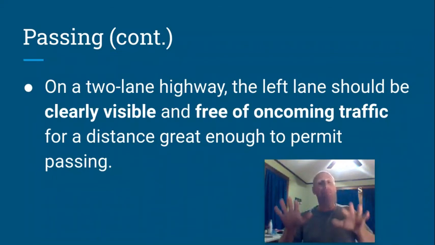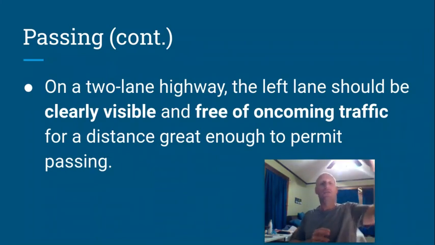You need a minimum of 10 seconds to safely pass someone. So if you see a car out there and you start counting 1001, 1002, 1003, you should be able to get to 1010 before that car gets to you. And that's the distance away that would be considered the minimum safe distance for you to pass. So that's something to know.